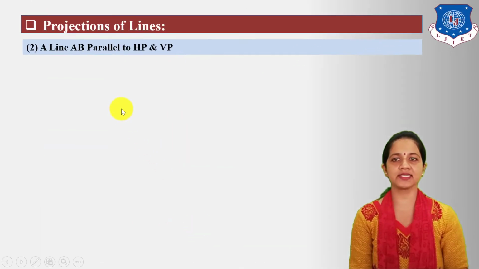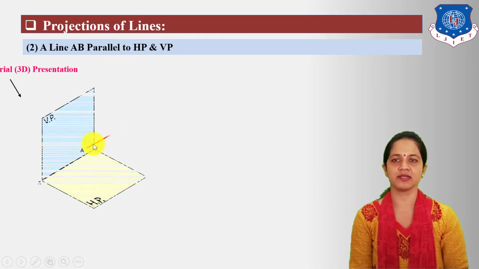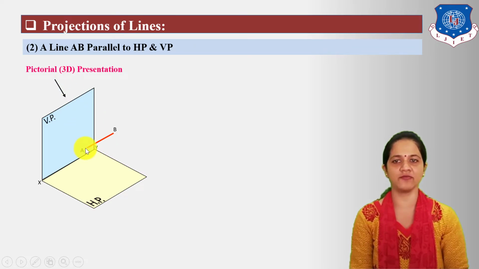Next, let us understand the second case of line, a line AB parallel to HP and VP. Here you can see the pictorial or 3D presentation of line AB in first quadrant. Here line AB is parallel to VP and parallel to HP. Next, take projection of this given line AB from front and top direction.